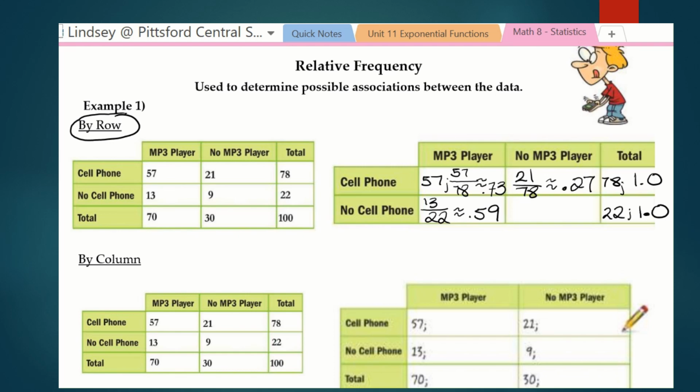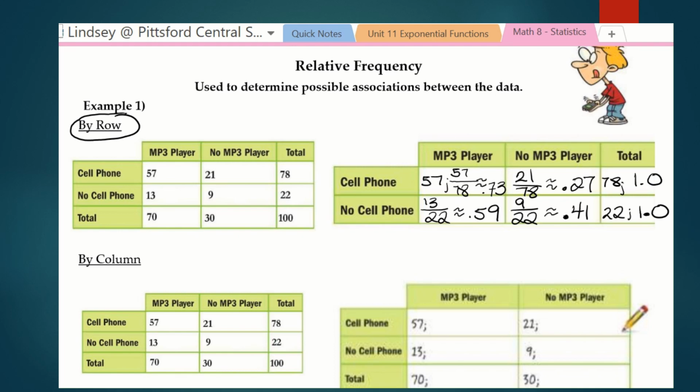All right, moving on to my next box here. How many kids that don't own a cell phone also don't own an MP3 player? Well, we said that was 9 out of the 22 do not own a cell phone or an MP3 player. To find the relative frequency, I divide those two things and I come up with, again, an approximate number, 0.41. Now you'll notice if you read the rows from left to right, our boxes should add up to a total of 1.